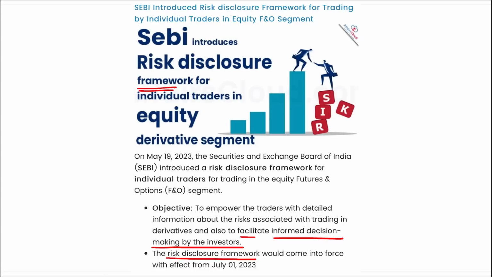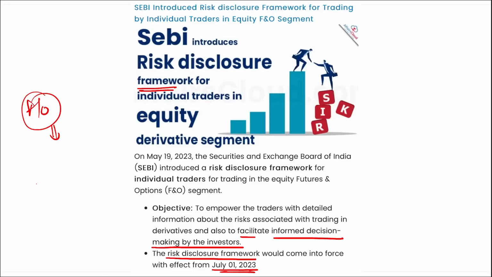The risk disclosure framework would come into force with effect from 1st of July 2023. The futures and options market is considered one of the riskiest segments for trading, and many people lose their money while doing so. So in order to provide them with information about risk disclosures, a pop-up window will appear on logging in, and when you go for futures and options trading, a pop-up window will open that will provide all the risk disclosures related to the same. Correct?